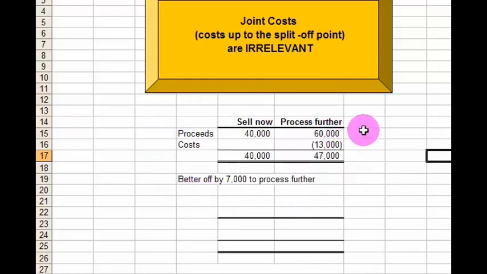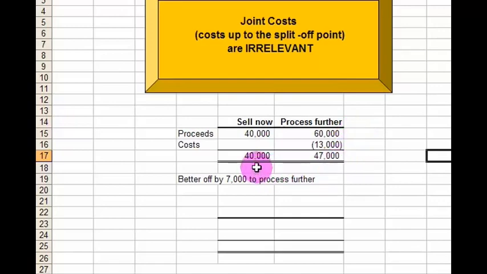This top schedule is the cleanest way to look at the problem. All I've included here are relevant costs and relative revenue items. Here's the two alternatives, sell now or process further. If you sell the Marifalon now, you can sell it for $40,000. To process it further, you'll be able to sell it for $60,000, but it's going to cost you an additional $13,000 to get the Marifalon to the selling point where you can sell it for $60,000.